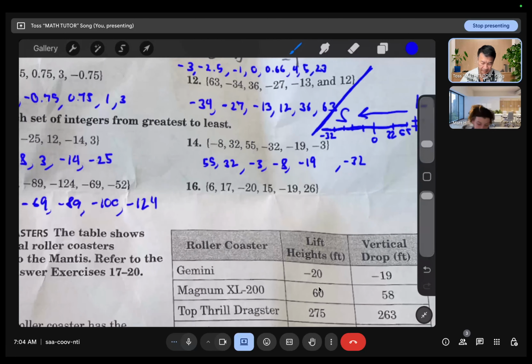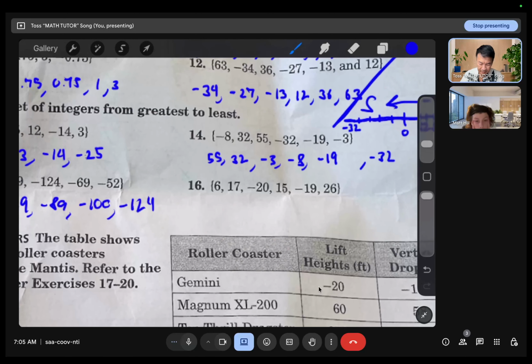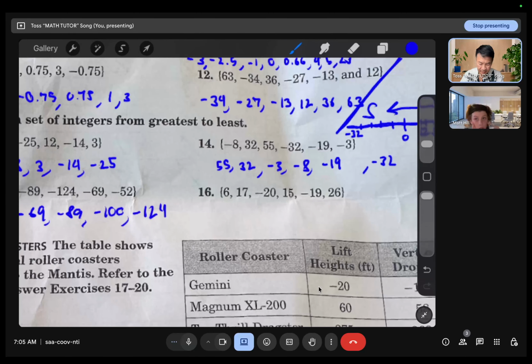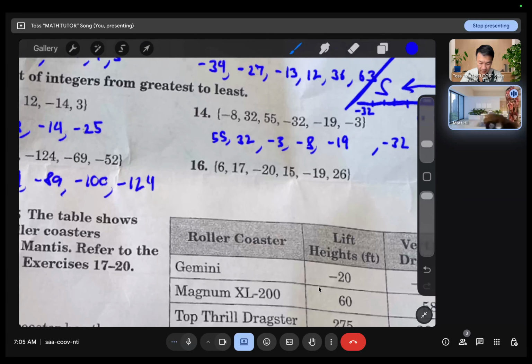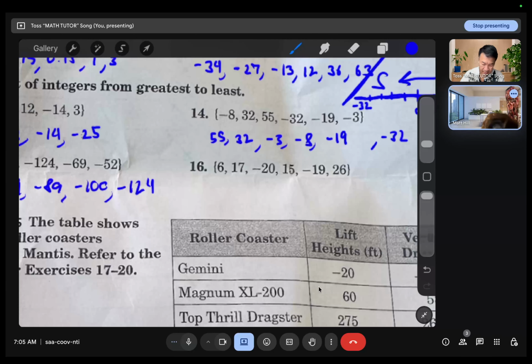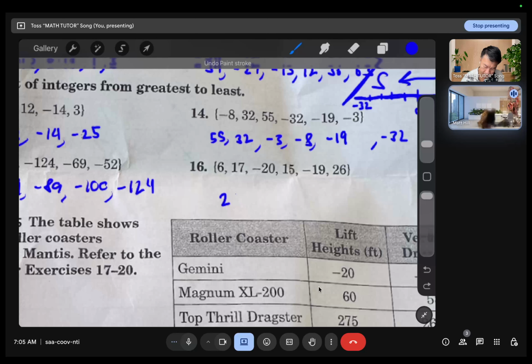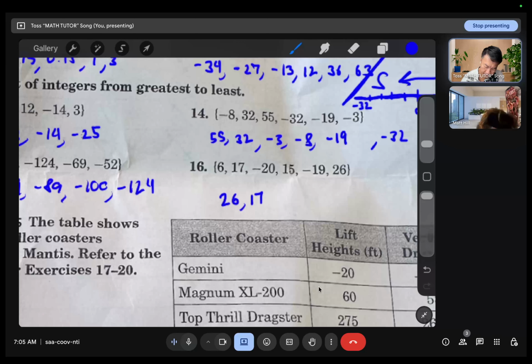16. All right. So 26. 26, good. The greatest one. 15. No, 17. 17, uh-huh. 15. 6. 6, uh-huh.